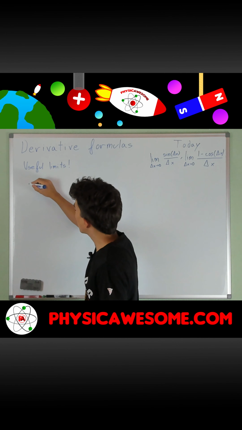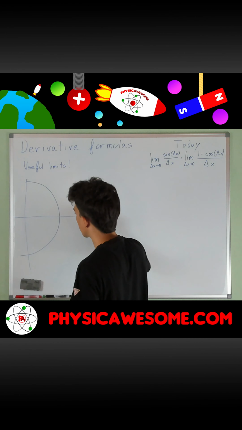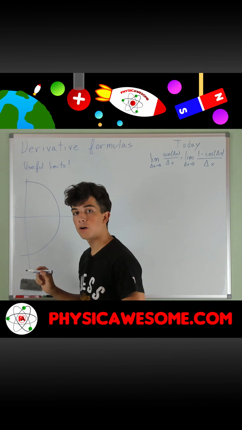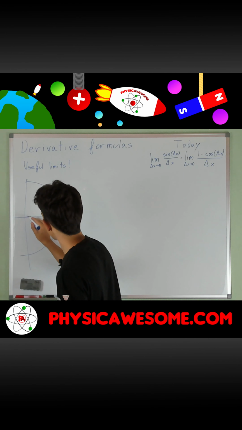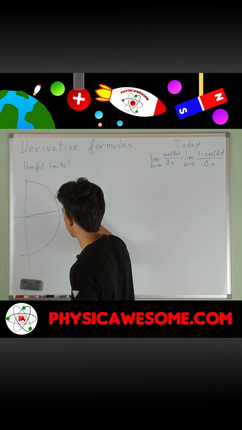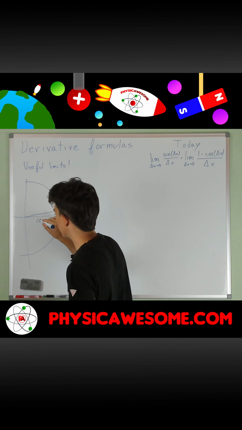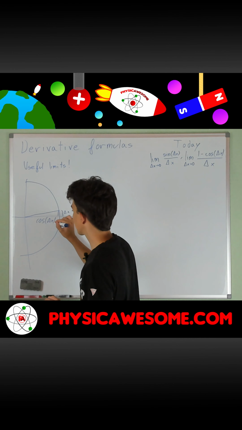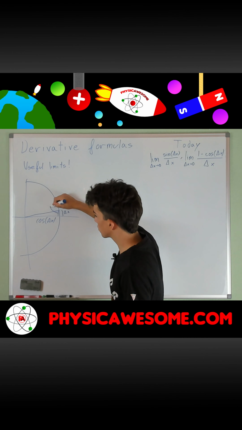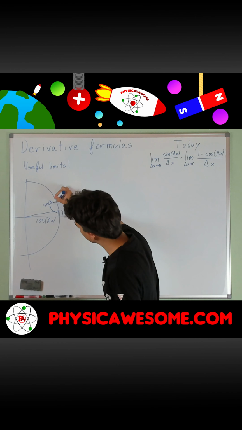First of all, we will draw our unit circle, and this is like half of it, and we have our small angle delta x right over here. This is delta x, and we're going to have our cosine, which is going to be this, the cosine of delta x, and our sine, which is going to be this small part, sine of delta x.